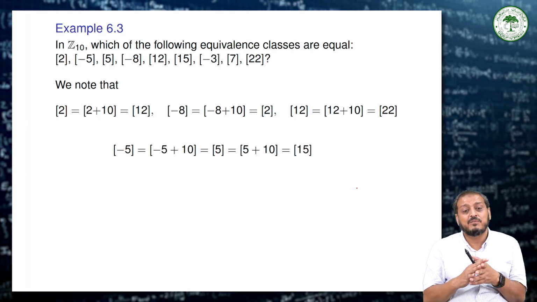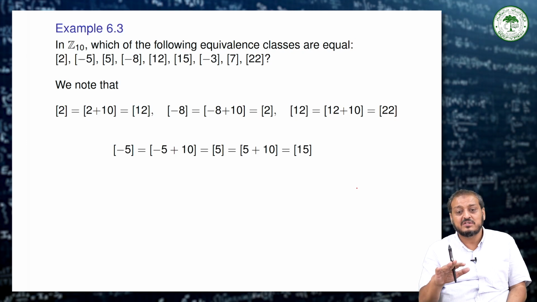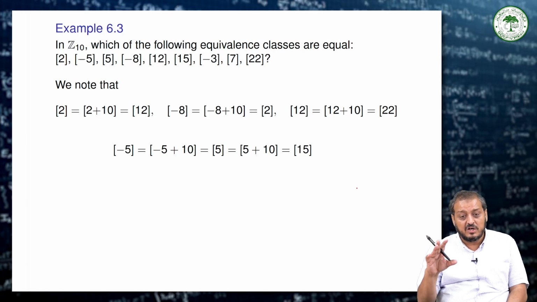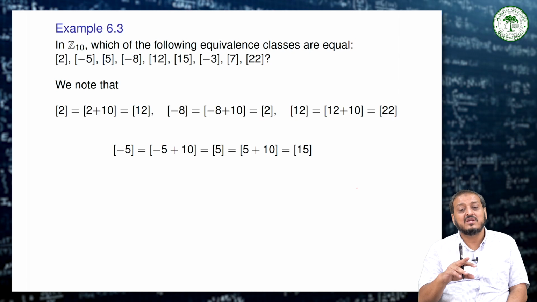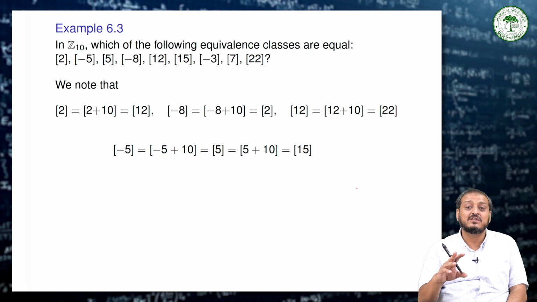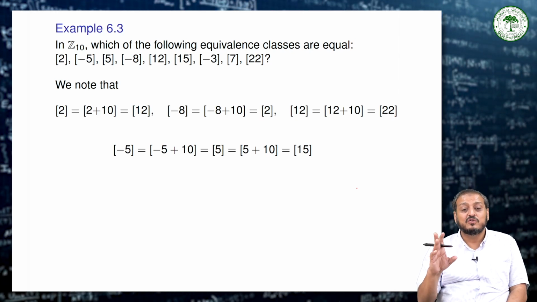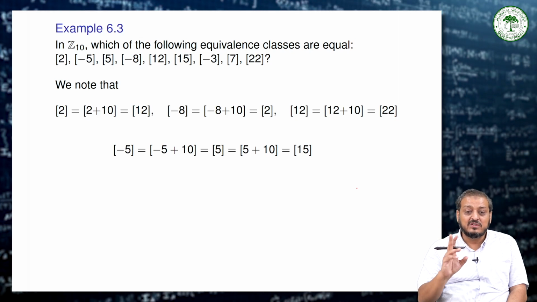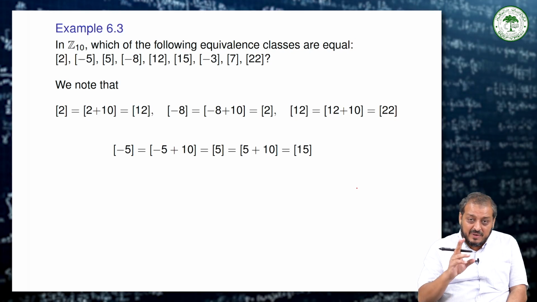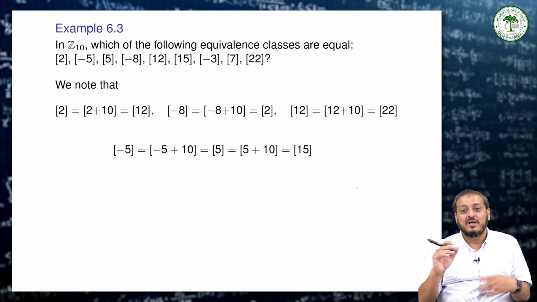Now we have to think about minus 5. So minus 5 plus 10 is equal to 5. So the equivalence class of minus 5 is the same as that of 5, and 5 can be written as 5 plus 10 is equal to 15. So the equivalence class of 5, the equivalence class of minus 5, and the equivalence class of 15 are the same.